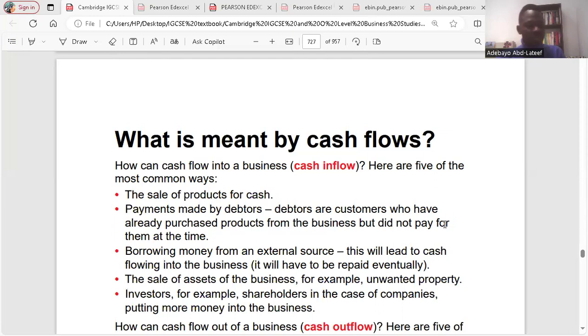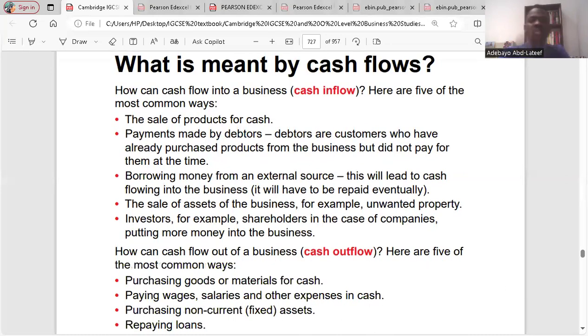Borrowing money from an external source, sourcing for finance. That means you borrowed money, which can be a loan or an overdraft. The sale of assets of the business, for example, unwanted property. You don't sell assets that you are using for the business. You sell the ones that are not useful, or maybe their economic lifespan is done. Investors can also put money into the business.